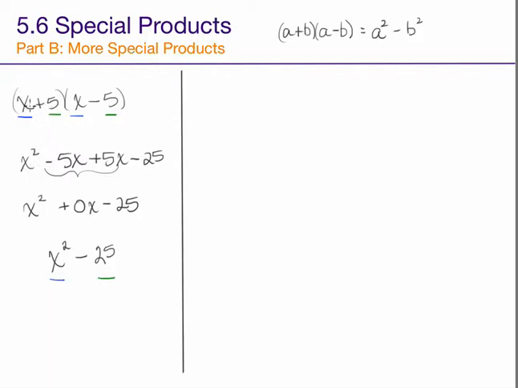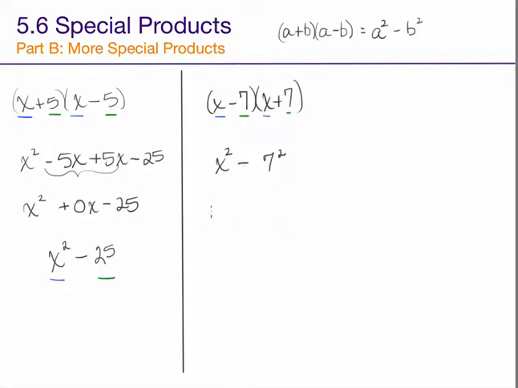Does the binomial with the plus in it have to come first? No. Watch. X minus 7 times x plus 7. The pattern is the same. The sum of two terms times the difference of the same two terms. Using the shortcut, a is x, so I should get x squared. B is 7, so I should get 7 squared. And I should get a minus between them. But let's double check.